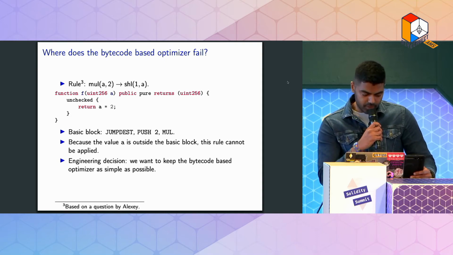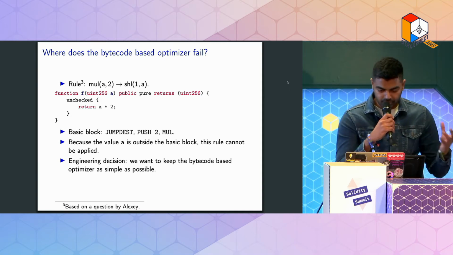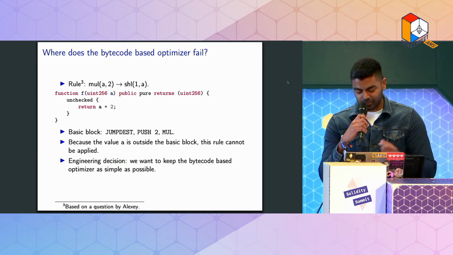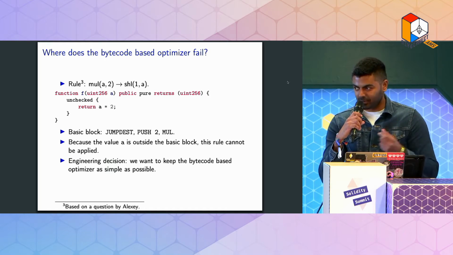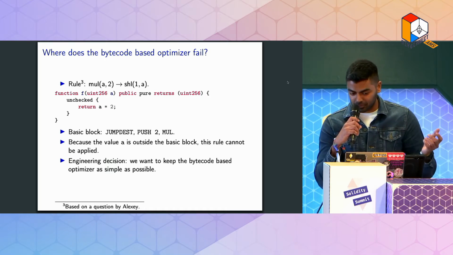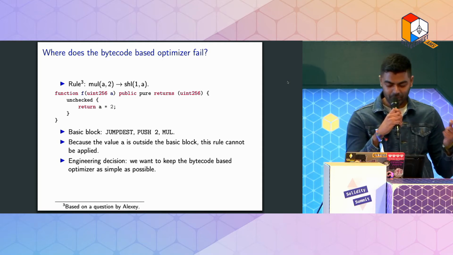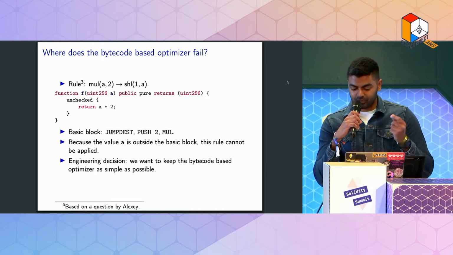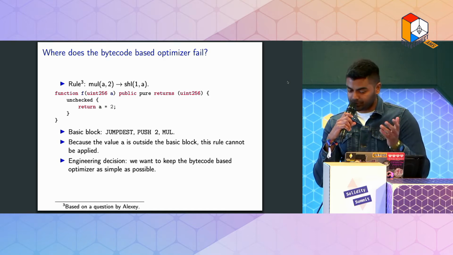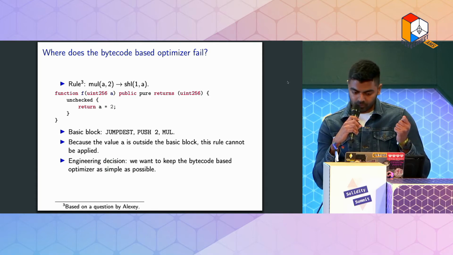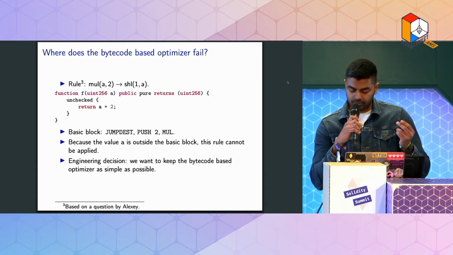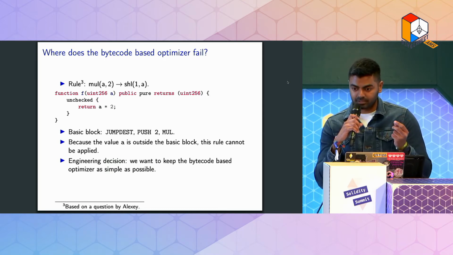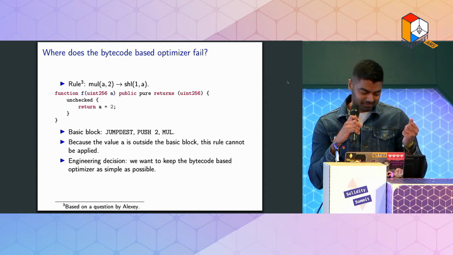So where does the bytecode-based optimizer fail? Here is a very simple example. You have a function f that would just return the value a times 2. Remember that we have a rule that translates a multiplication by 2 into a left shift by just one bit. Why do we do it? Because multiplication costs 5 gas, whereas shift costs 3 gas. So we save 2 gas by doing this.